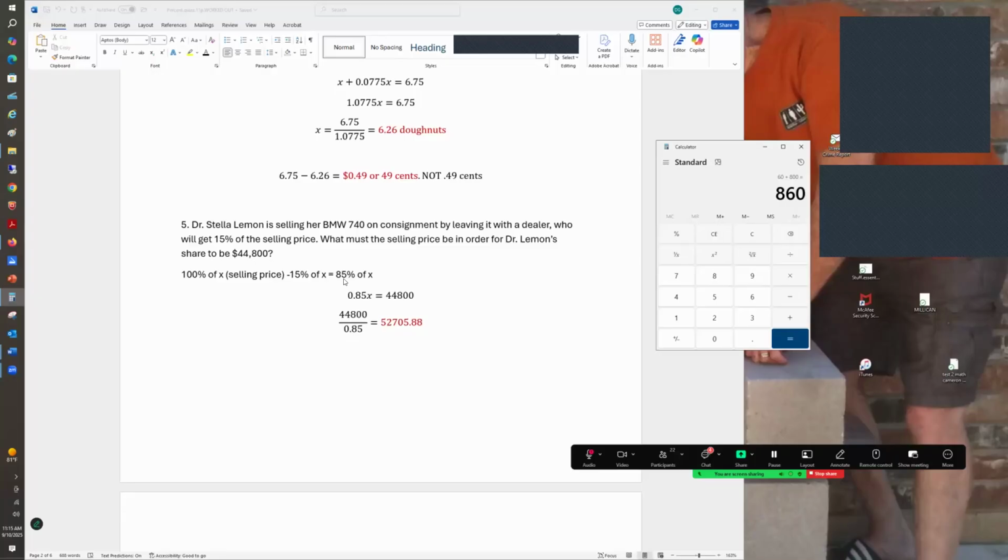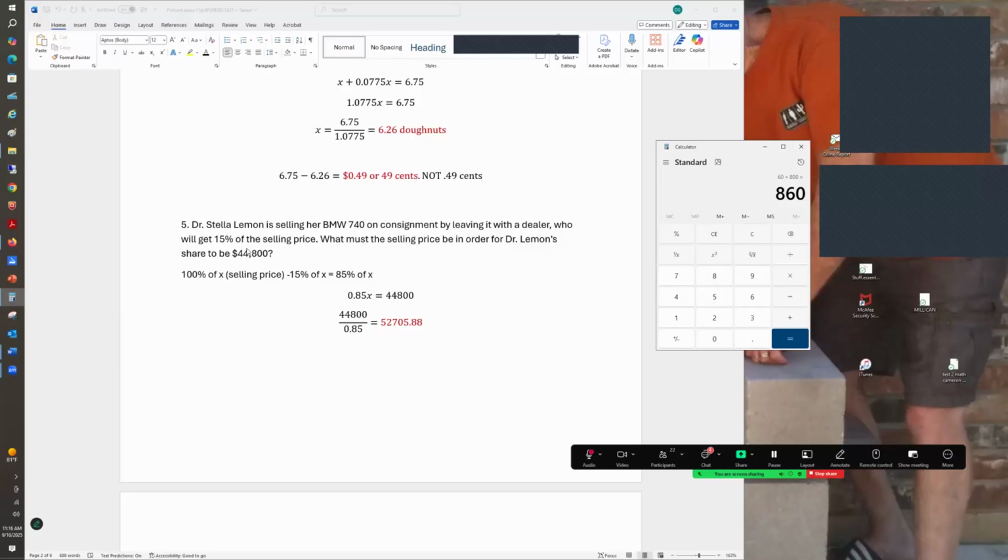So we don't know the commission, but we do know what she wants left. And what she wants left is 44,800. And that must be the other 85% that the dealer doesn't get. And of course, you just divide both sides by 0.85, and you can verify that my answer is correct by using your calculator. I will send this file to you after class.